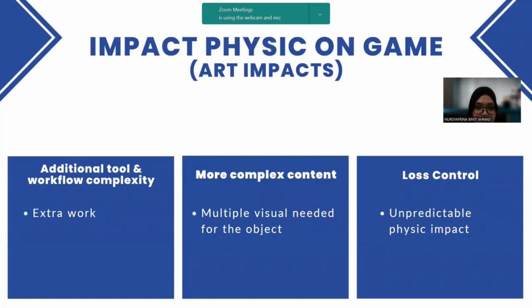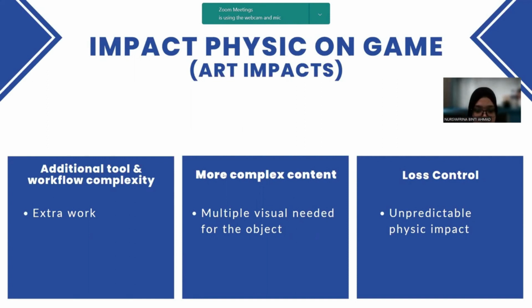I will present the impact of physics on games, which are art impact and other impacts, and also collision and detection systems. The first one is additional tool and workflow complexity. This gives extra work to the developer because they need to combine multiple elements such as mass and friction. Then there is more complex content, so multiple visuals are needed for an object.